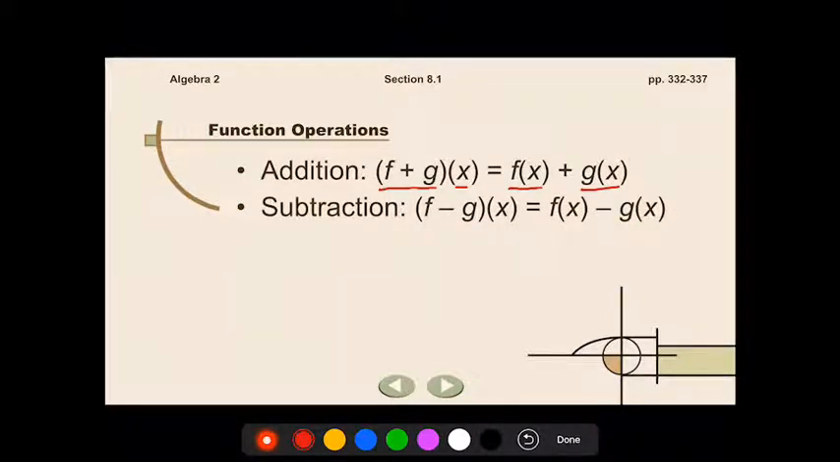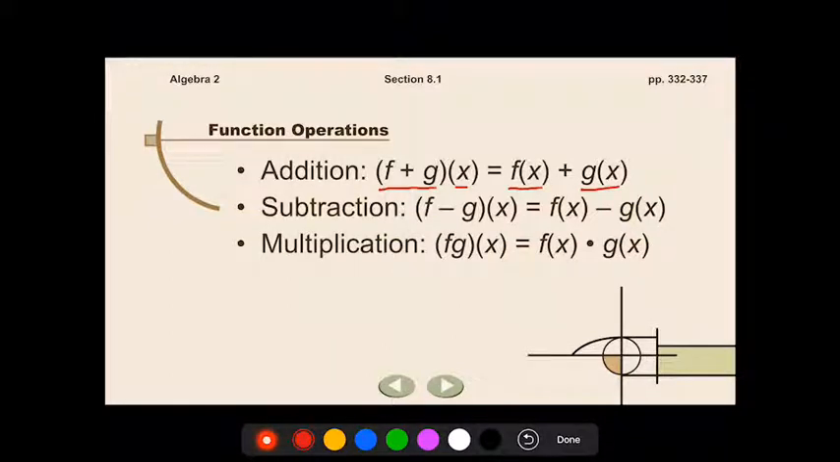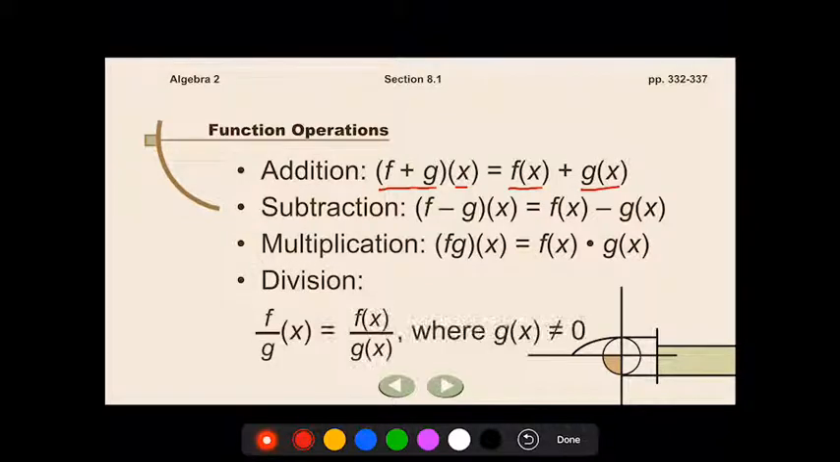Then the next one is a subtraction. So literally you're taking the f function and the g function and you're subtracting the values of the two. You have a multiplication, fg of x, where that is f of x times g of x. So whatever the f of x function is, you multiply it times the g of x function, and you end up getting the fg of x function. There is a division, f divided by g of x. That's equal to the f of x function divided by the g of x function. But g of x cannot equal 0 because that would give us a function that's undefined.